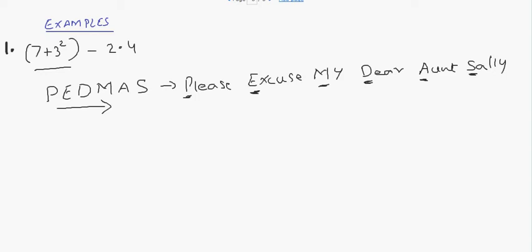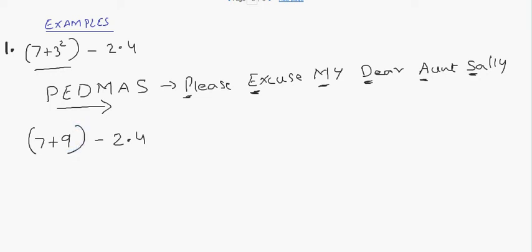Considering the parentheses as a single unit, we perform the operations. Within the parentheses we have addition and exponent, so we perform the exponent first. 7 plus 3 squared is 9, minus 2 times 4. Now we are not done performing the operation of the parentheses, so we need to evaluate this first and then move on.